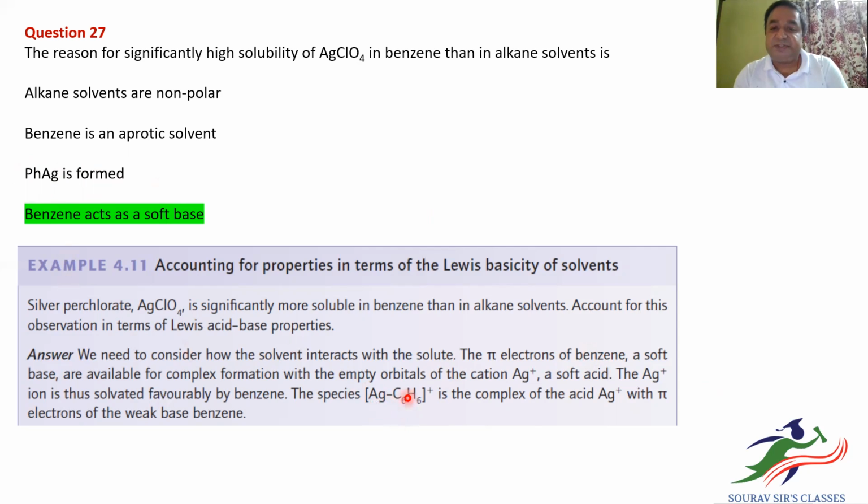It is forming Ag C6H6 plus, in the complex of the acid Ag plus with the pi electrons of the weak base benzene. So please understand why this is wrong. I repeat, it is not PhAg plus. They are trying to say over here, this is Ph minus and Ag plus, and so there is a salt formation, something like that. So which is untrue.